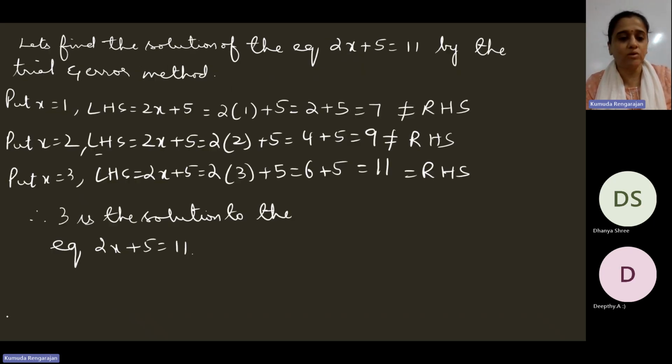See, here we found the value. What is that value for x? X is equal to 3. X is 3. See here. X is equal to 3.